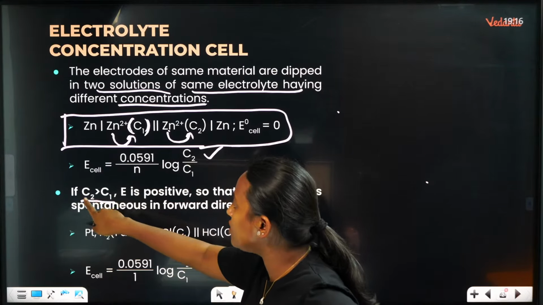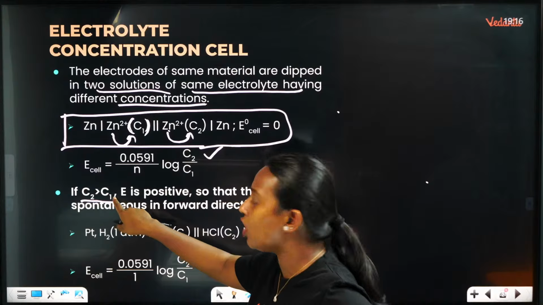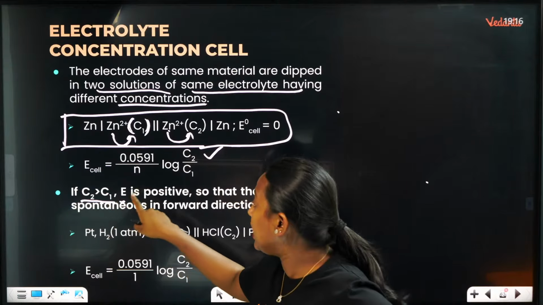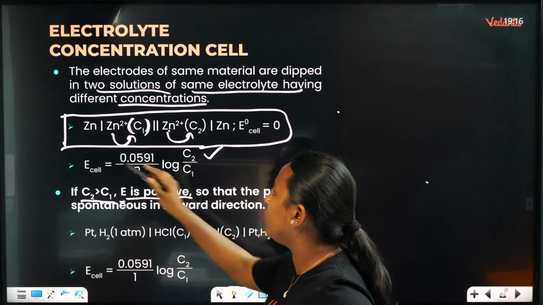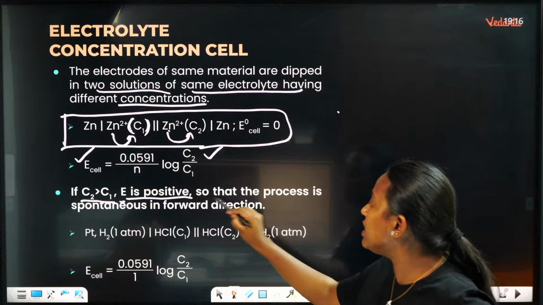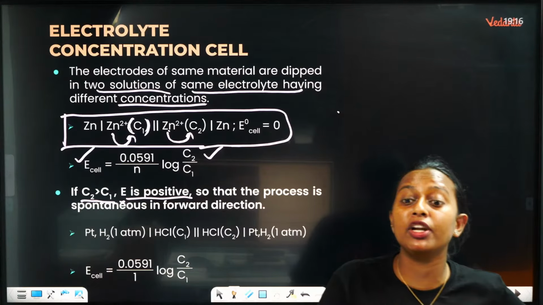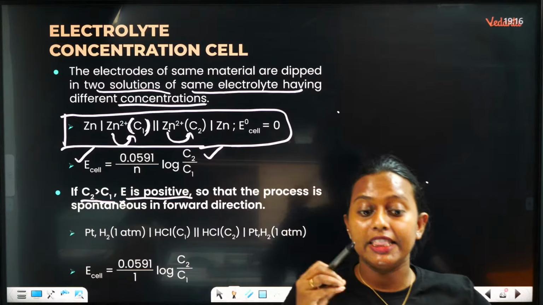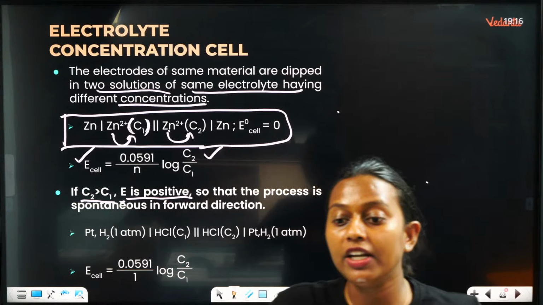If concentration C2 is greater than concentration C1, E is positive. Appo enna kadaikum? We know that E value will be positive. Okay, so this process is a spontaneous process.